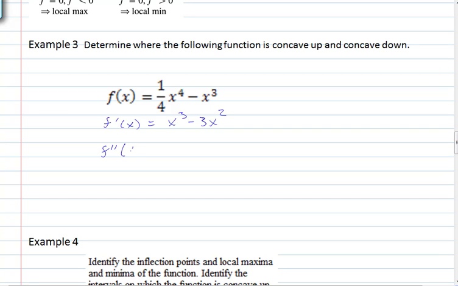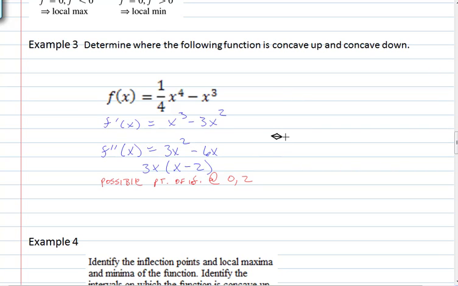Second derivative, all right, I need to find my possible points of inflection so I can factor out a 3x, and that would leave behind what? So we have possible points of inflection at 0 and 2. So what do we do with those points?